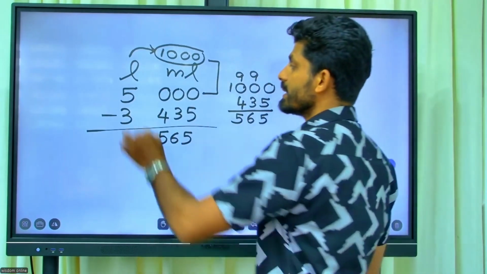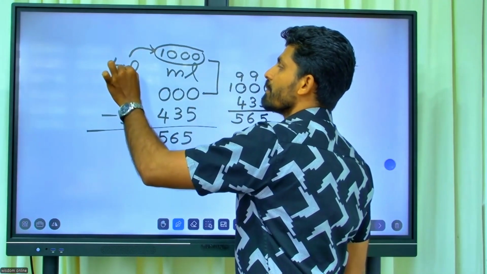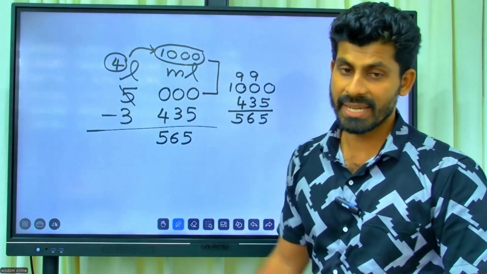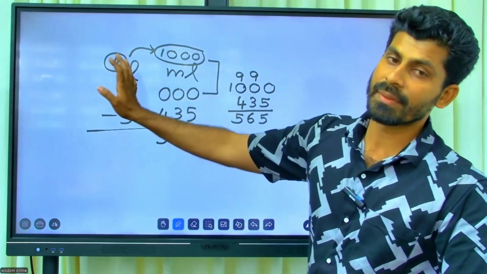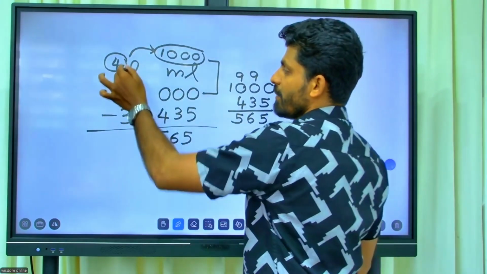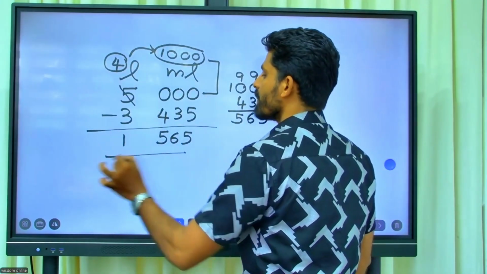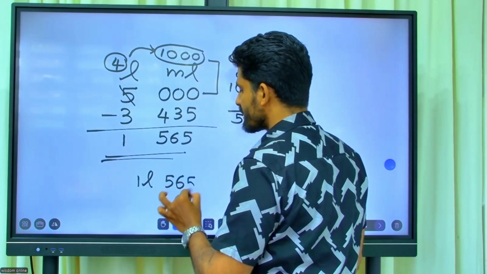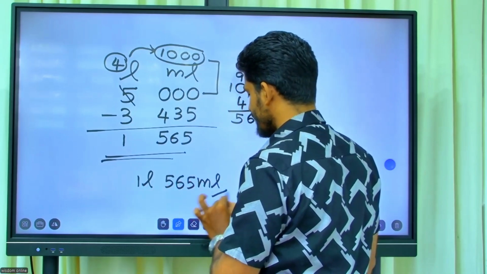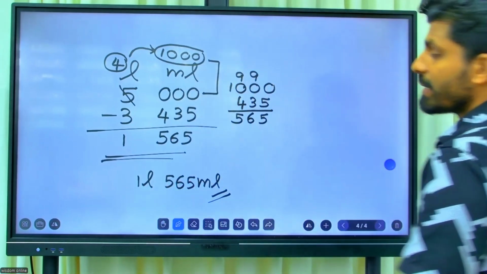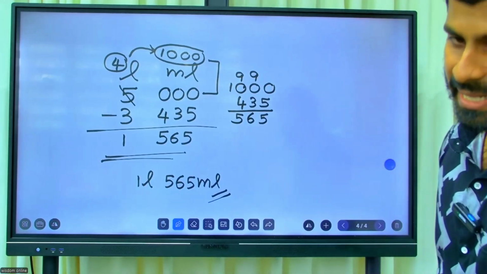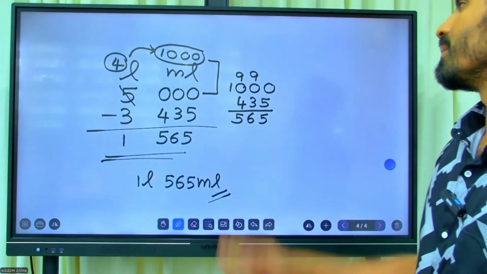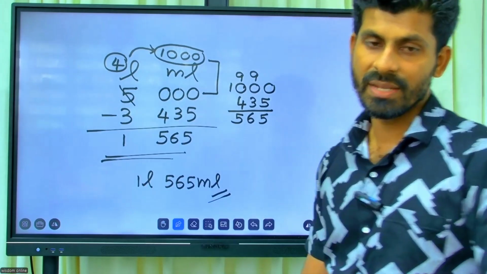565 milliliters. So that means 4 liters remaining. How many liters are remaining? 4 liters remaining. 4 minus 3 is 1. So that means 1 liter 565 milliliters. Right?